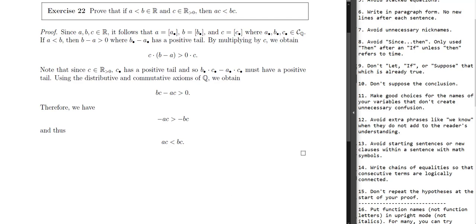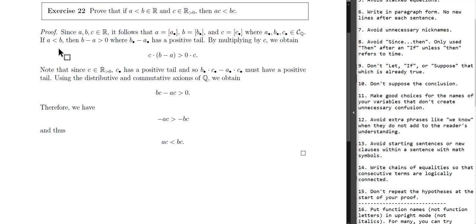Let's see. This time we have two real numbers A and B, where A is less than B. C is some positive real number. And we want to show that, yes, if we multiply an inequality by a positive real number, the direction of the inequality does not change. All right, let's see. Since A, B, C are real numbers, it follows that A, B, C, and so on. Okay, cool. We can turn these into Cauchy sequences.